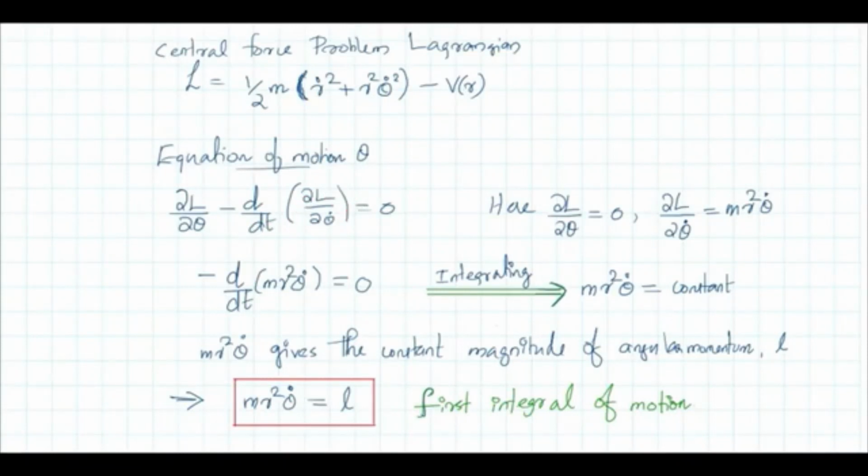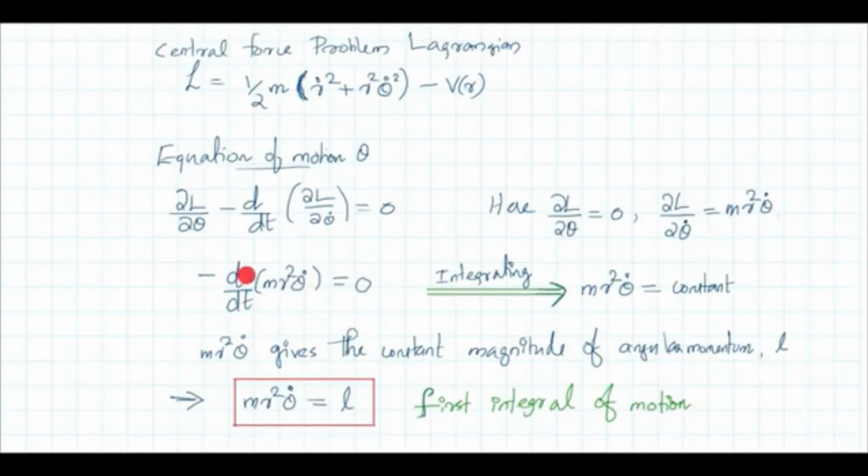In this case, ∂L/∂θ is 0 because theta is absent in the Lagrangian. So the partial derivative of L with respect to theta is 0. The partial derivative of L with respect to theta dot is m r square theta dot. Substituting here, you will get minus d/dt of (m r square theta dot) equal to 0. You can multiply with a negative sign, and you will get d/dt of (m r square theta dot) equal to 0.